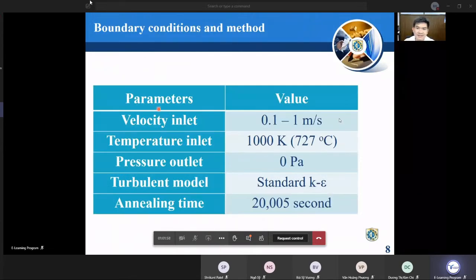And for the boundary conditions and method, in this case, for the velocity inlet, the author assumed a range of velocity inlet from 0.1 to 1 meter per second. The inlet temperature is 1000 Kelvin, which means 723 degrees Celsius, and the pressure outlet is at 0 Pascal, since the outlet is the ambient air. For the turbulence model, we select the standard k-epsilon, and the annealing time is 20,005 seconds, which is around 5.5 hours or so.